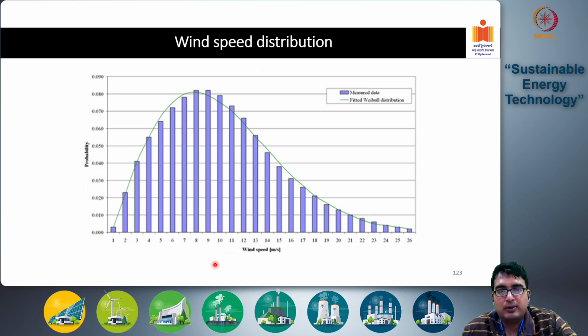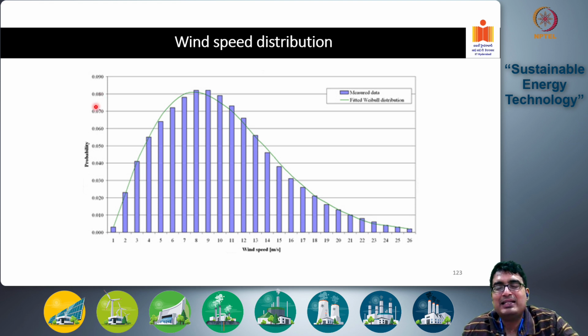This kind of structure is called a wind speed distribution. So we see here from this specific location the wind speed for which we have the highest probability is around 9 meters per second or 8 meters per second, which is around 0.080.